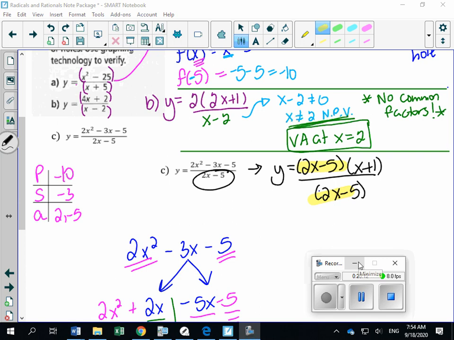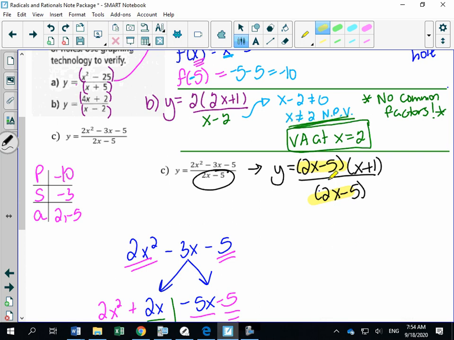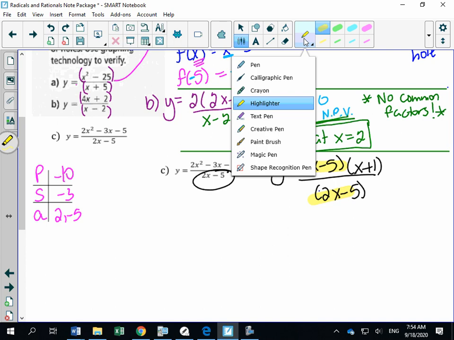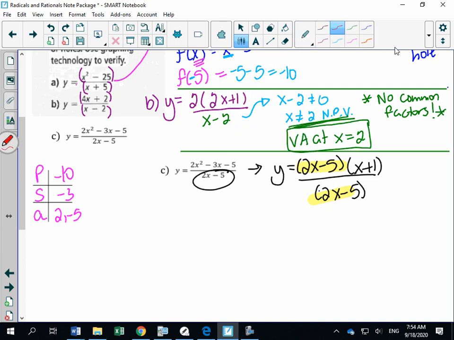Okay, so before we cancel and simplify, because that is going to be one of our steps, we need to find our non-permissible value that's going to give us the hole. So in order to do that, you take your denominator and you say 2x minus 5 cannot be equal to 0, because that's going to be a non-permissible value. 2x cannot be equal to 5. x cannot be equal to 5 over 2. Okay? And 5 over 2 on our graph is going to be 2.5.